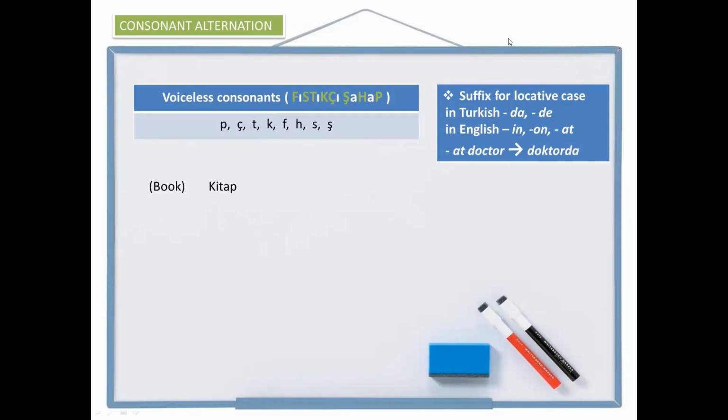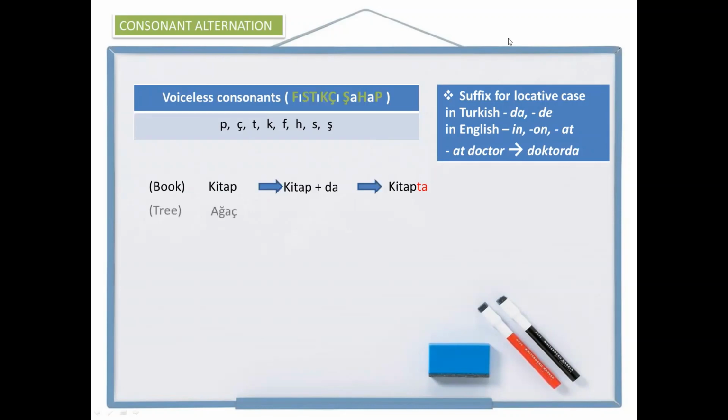Kitap, which means book, but I want to say in the book. So I need to add da to it. Kitap, da. This time the consonant doesn't alternate, but it causes the suffix to alternate. How is that happening? Just like this. Kitap, ta. The last consonant of the word is a voiceless one. So the suffix alternates itself from da to ta.